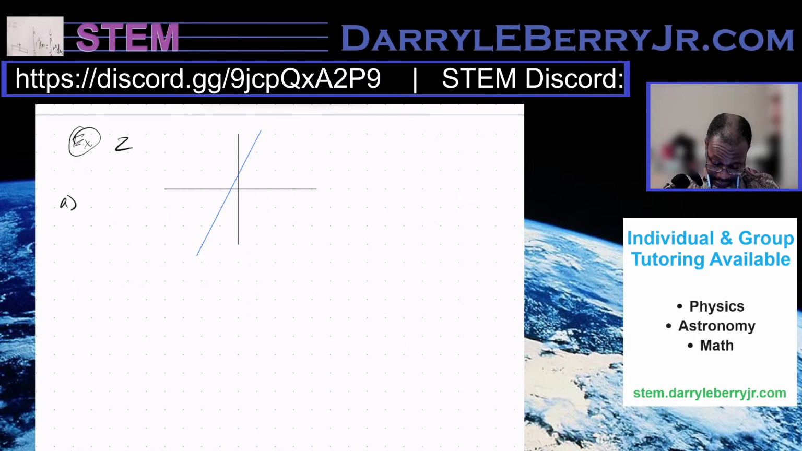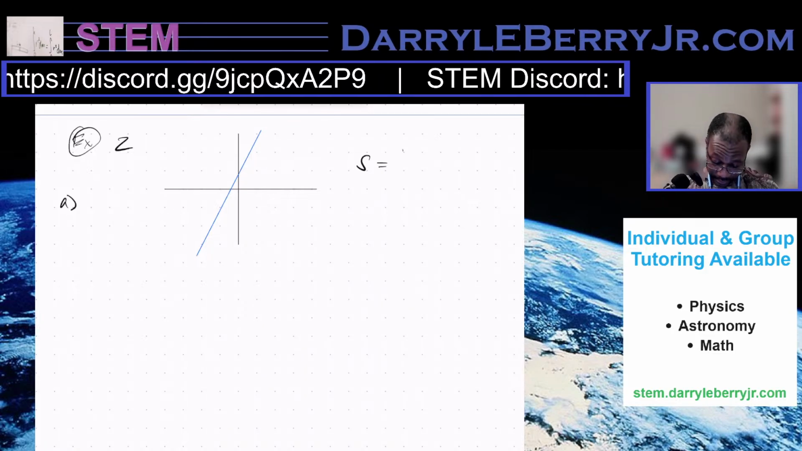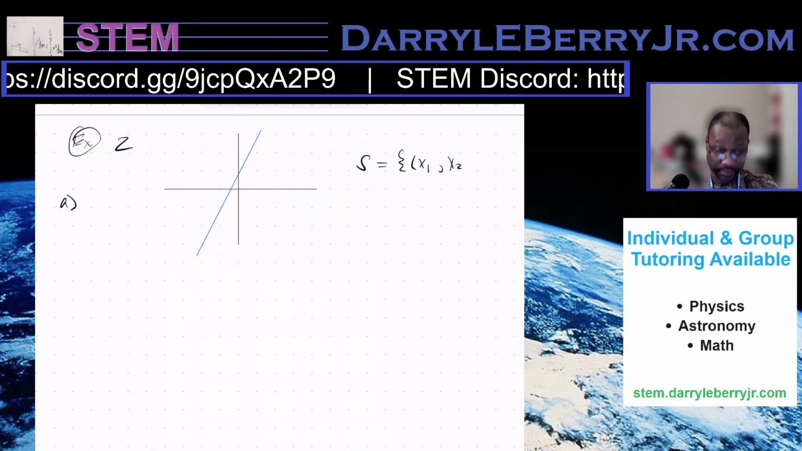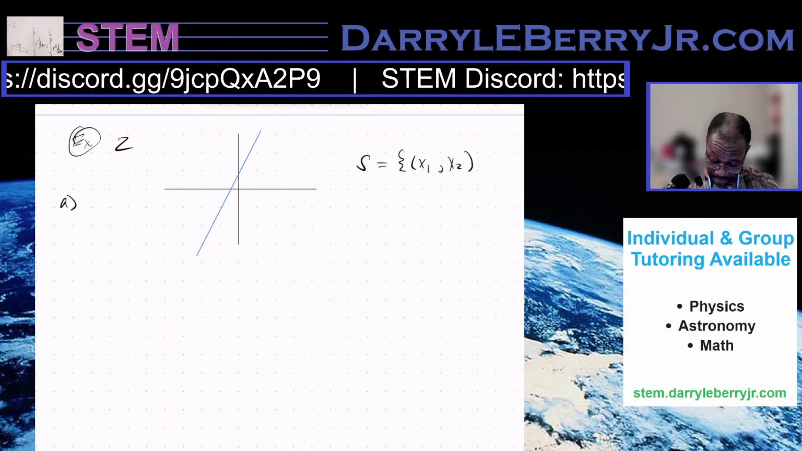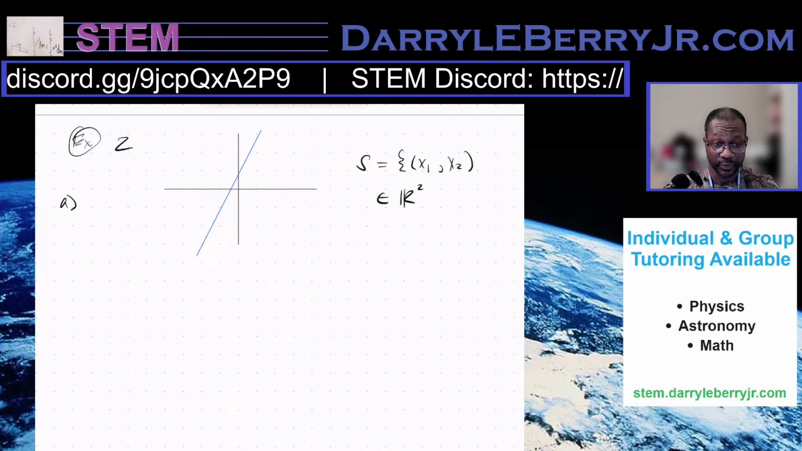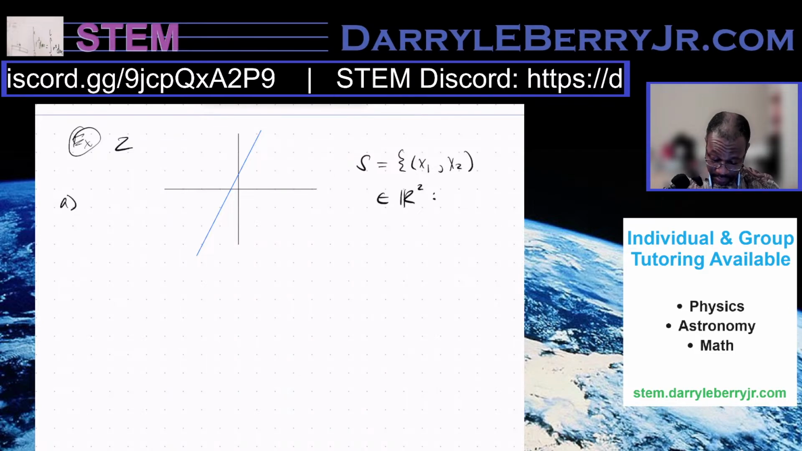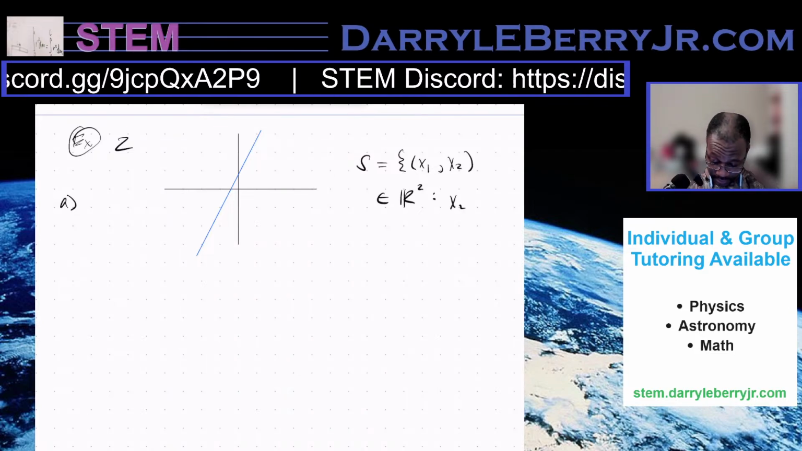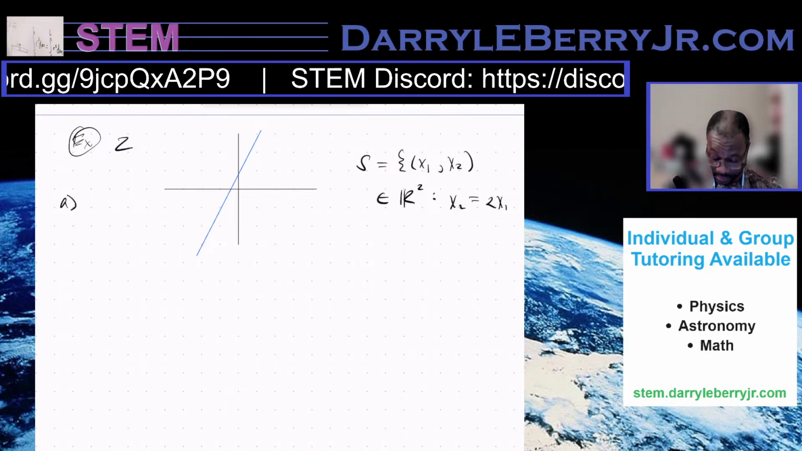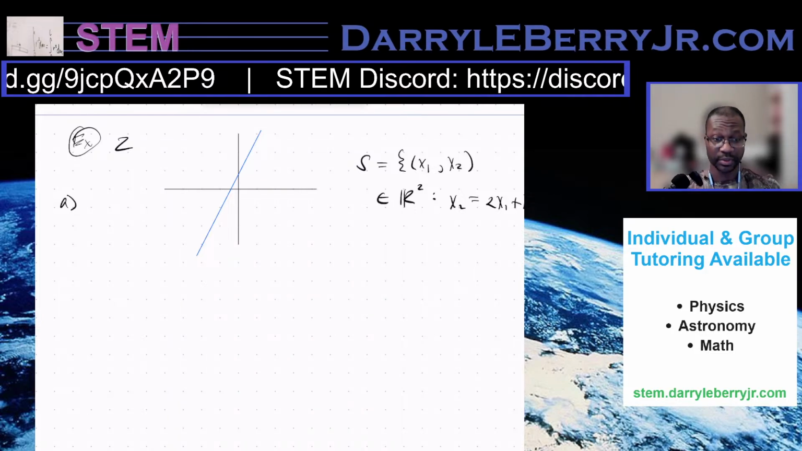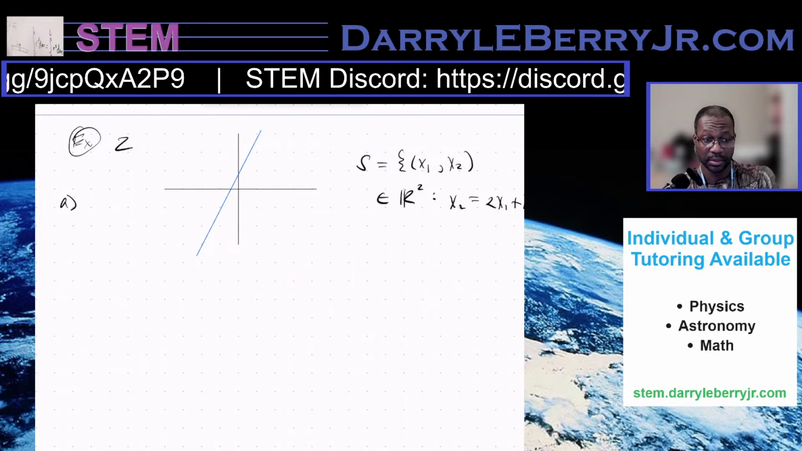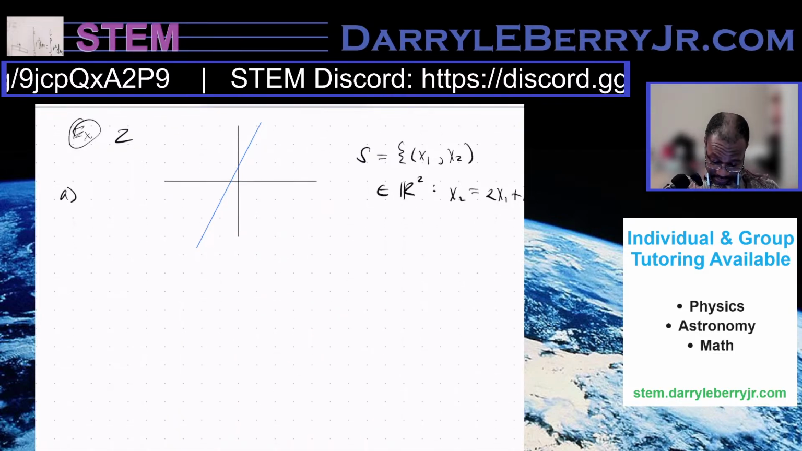So S equals x1, x2, which is in R2, and x2 equals 2x1 plus 1. And it says this is not a subspace because all criteria fail.